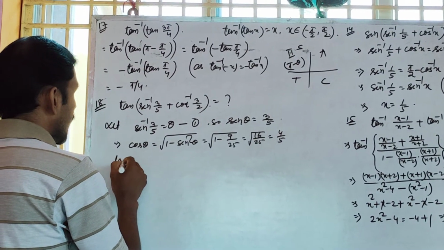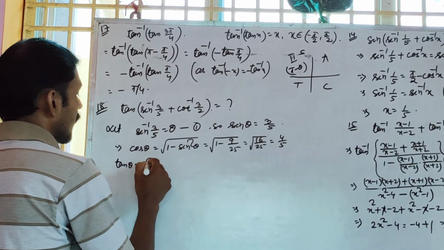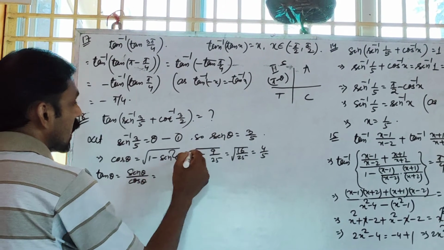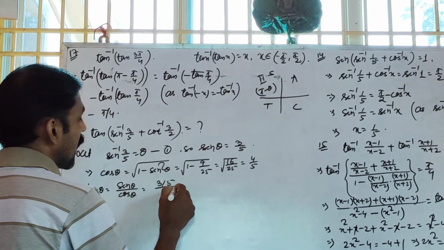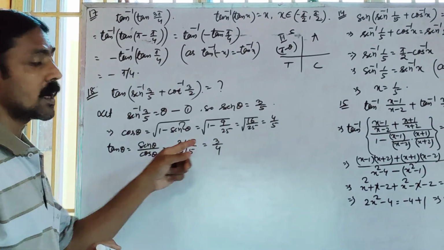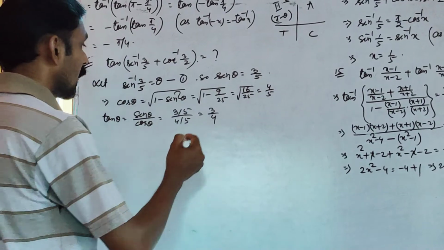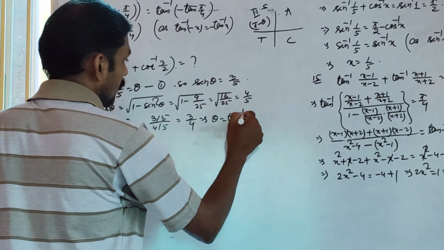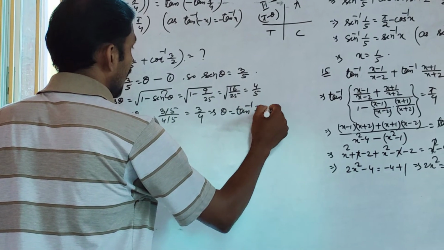So tan theta is sin theta by cos theta. So it is 3 by 5 by 4 by 5. This is 3 by 4. Tan theta equal to 3 by 4. This implies theta equal to tan inverse 3 by 4.